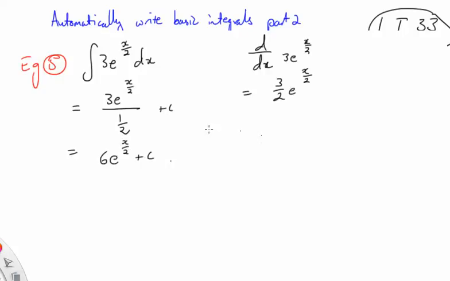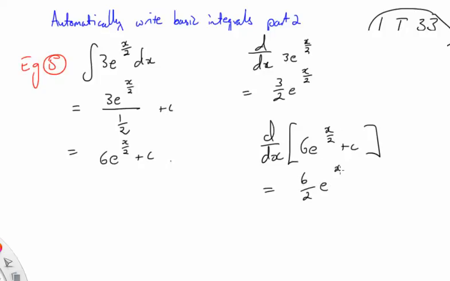How can I check my answer? I can take the derivative of this. Let's check the answer. Bring the coefficient down. So that's 6 on 2 e to the x on 2, which is 3e to the power of x on 2. Constant goes away. It's a bunch of formulas. It's not too bad. It's just a bunch of formulas.